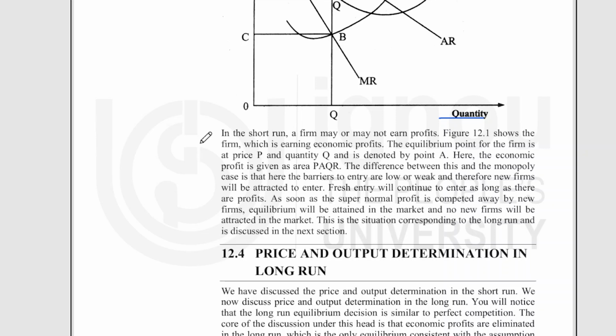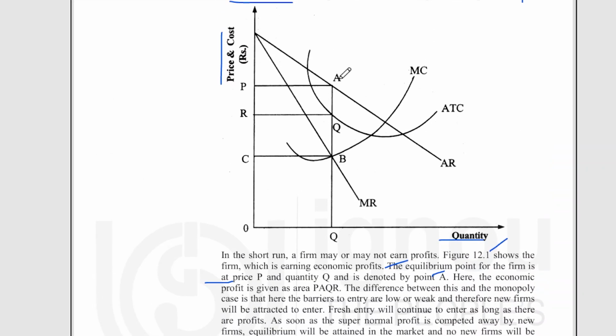And in the short run, a firm may or may not earn profit. So figure 12.1 shows the firm which is earning economic profit. The equilibrium point for the firm is at price P and quantity Q, and is denoted by point A. Here the economic profit is given as area PAQR. Okay, so this is the PAQR area.